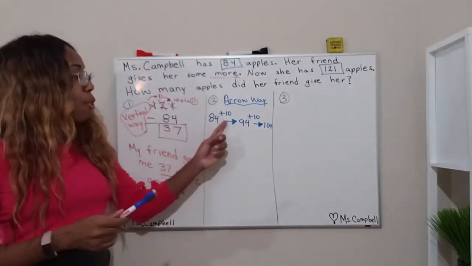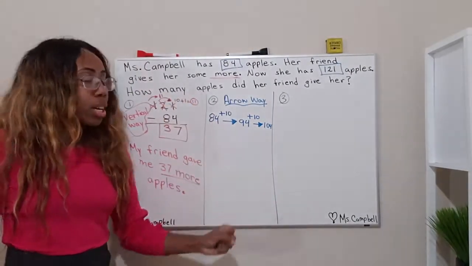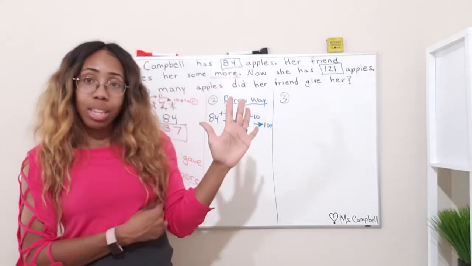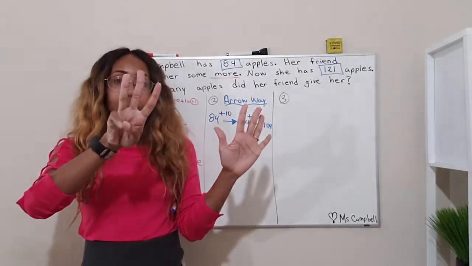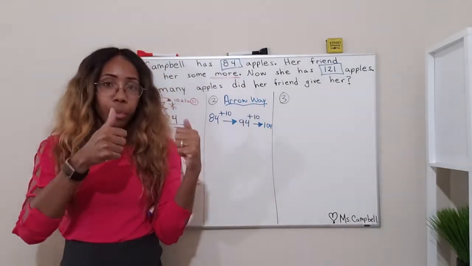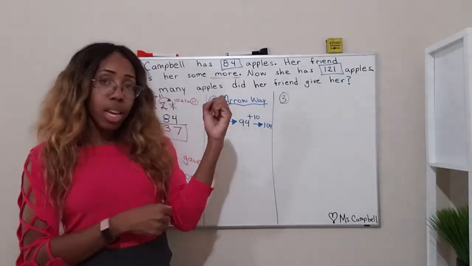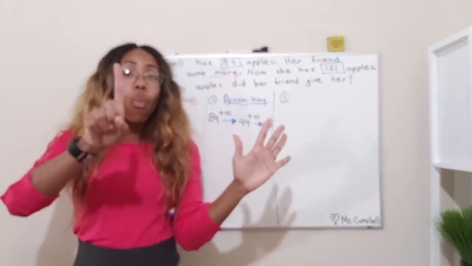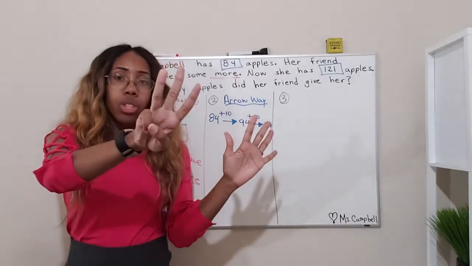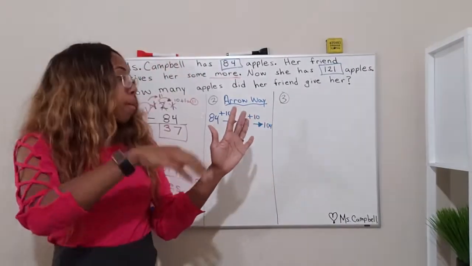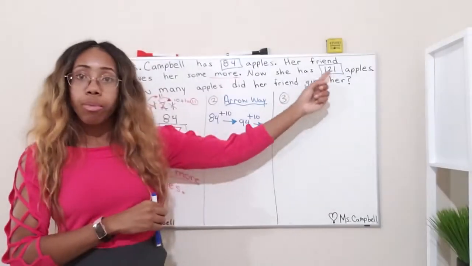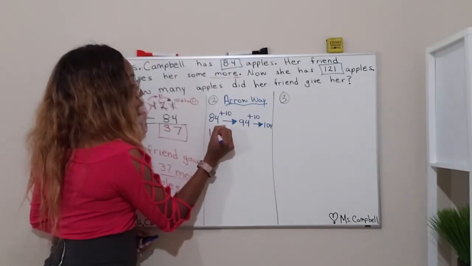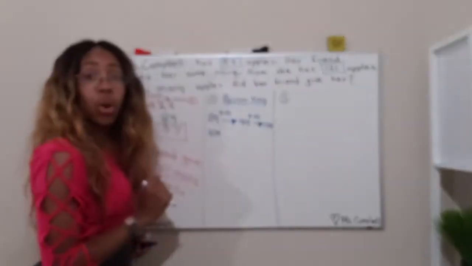Now, if that was a little fast for you, I'll slow it down. So, 84 plus 10. 84, counting 85, 86, 87, 88, 89. See that? 90, 91, 92, 93, 94. Okay? So, 94 plus 10, 95, 96, 97, 98, 99, 100, 101, 102, 103, 104. Did we reach 121? Nope. So we have to keep adding more until we get to 121.